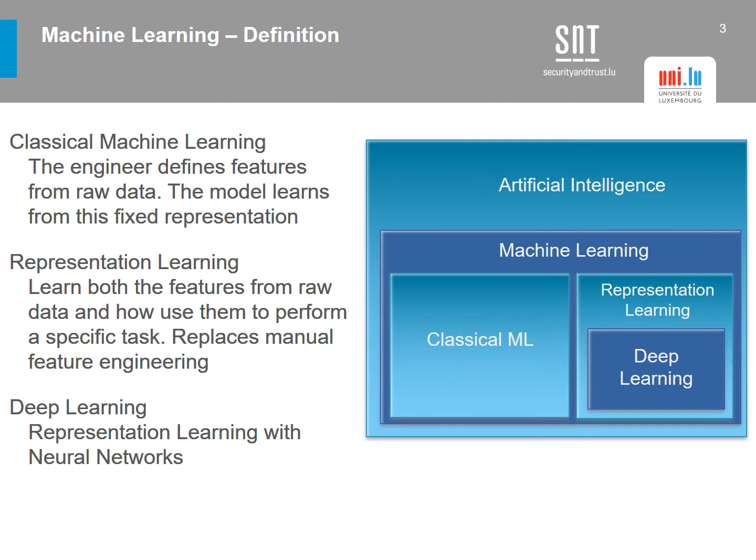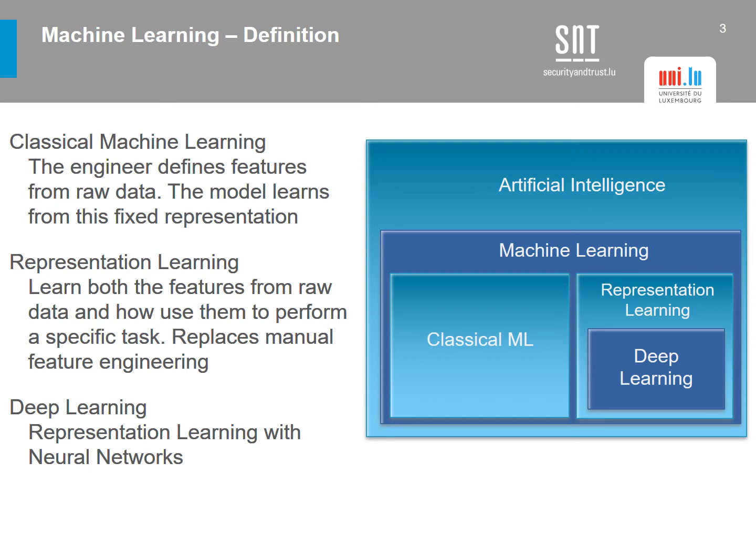So, machine learning is divided in two parts: classical machine learning, also known as shallow machine learning, and representation learning. In classical machine learning, we as engineers define features from the raw data. By defining features, we represent our raw data to be fed as input to a machine learning model. Neither does the classical machine learning model accept raw data as input, nor does it have access to it. The model only relies on the input features that are a fixed representation of the raw data.